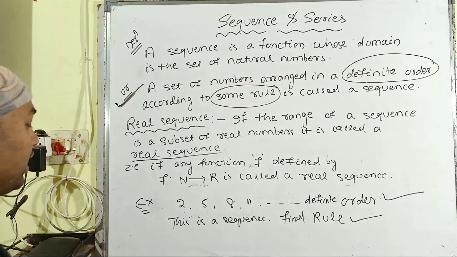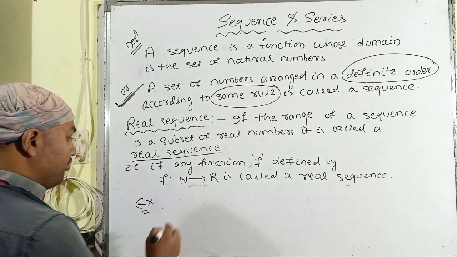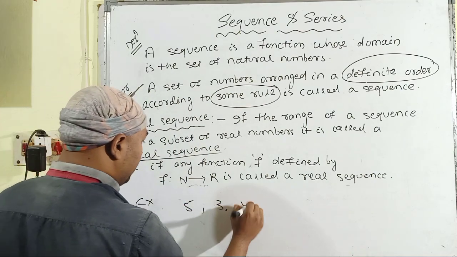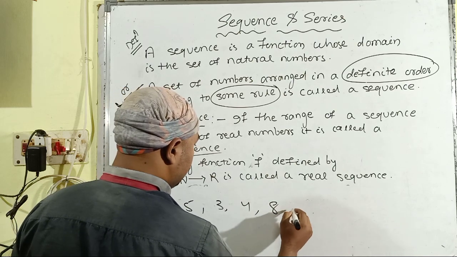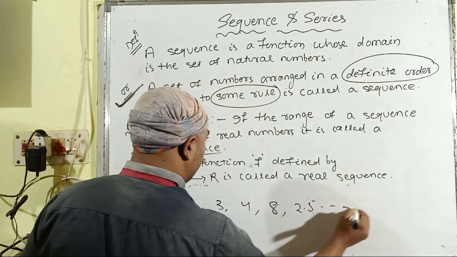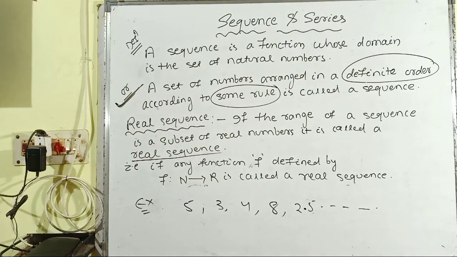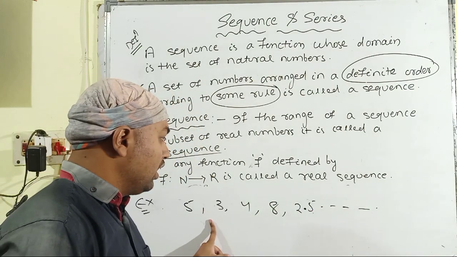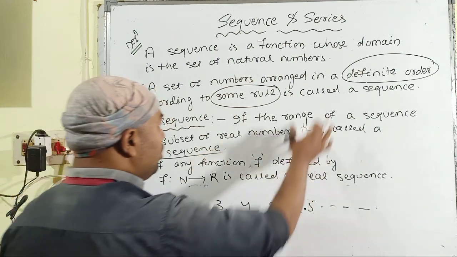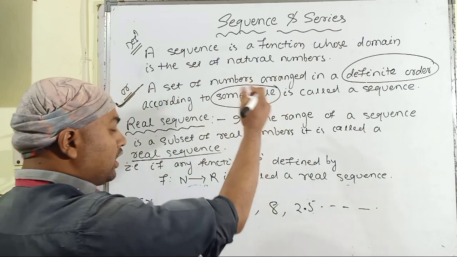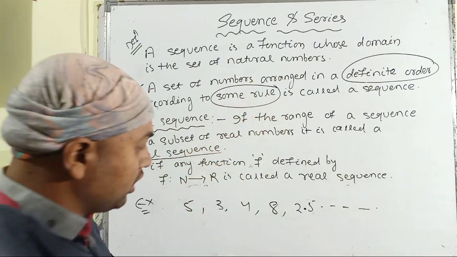Let us consider another example. Suppose we have taken 5, 3, 4, 8, 2.5, and so on. We have to check whether this set of numbers is a sequence or not. First of all, we have to go through the two given conditions, whether the set of numbers satisfies both of the conditions or not.